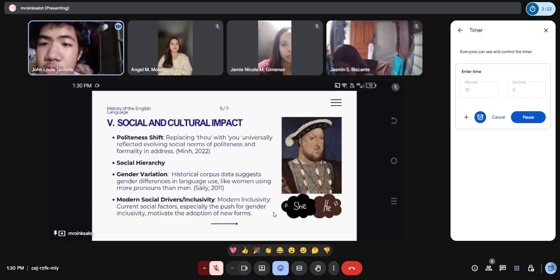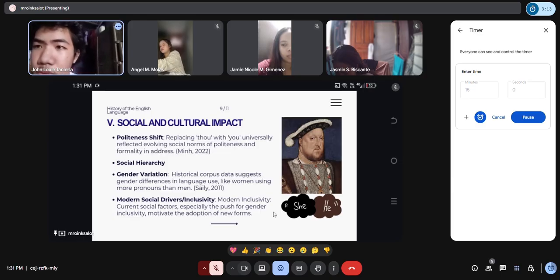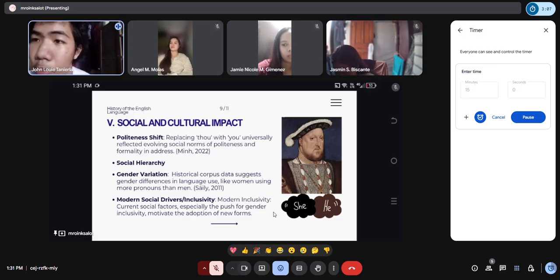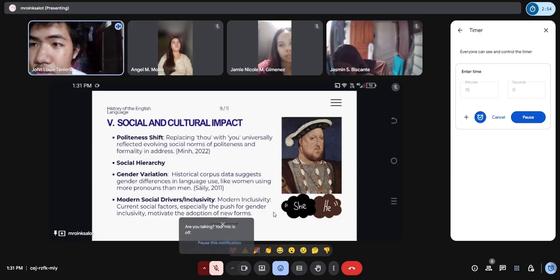Fourth is modern social drivers and inclusivity. Current social factors, especially the push for gender inclusivity, motivate the adoption of new forms. Fast forward to today, pronouns are a hot topic because social factors continue to drive change. Pronouns are a closed class, meaning they resist change, but the demand for gender-fair language and inclusivity is pushing for the adoption of new forms like the widely accepted singular they. This shows that our modern need for respect and representation is directly changing the grammar of English.